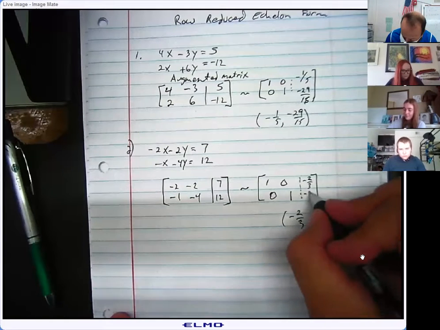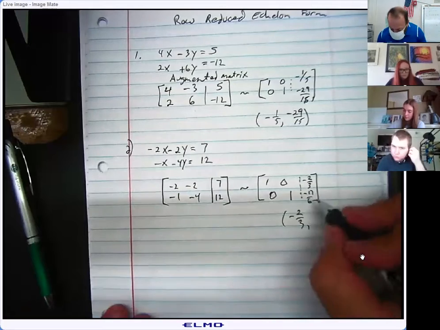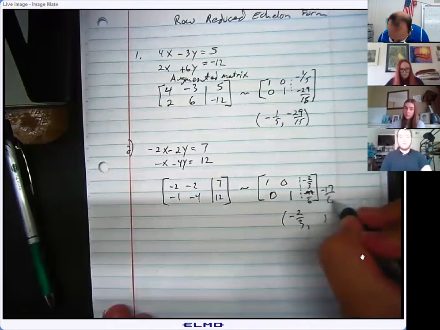I got negative 17 over 6 too. Okay, I got negative 17 over 6. That looks like pi. Sorry about that. Negative 17 over 6 goes there.